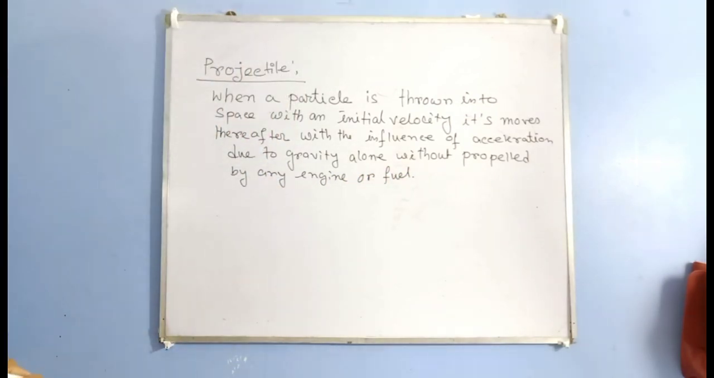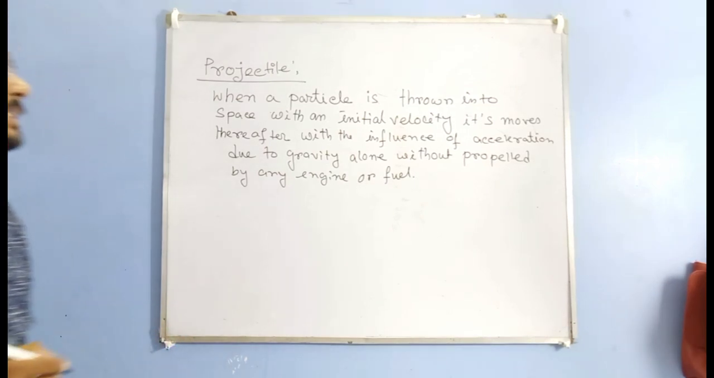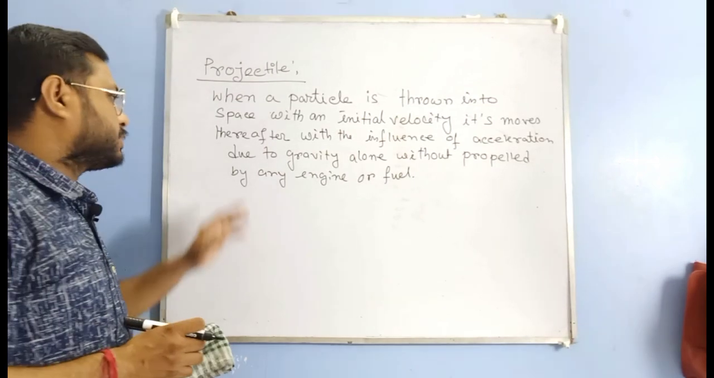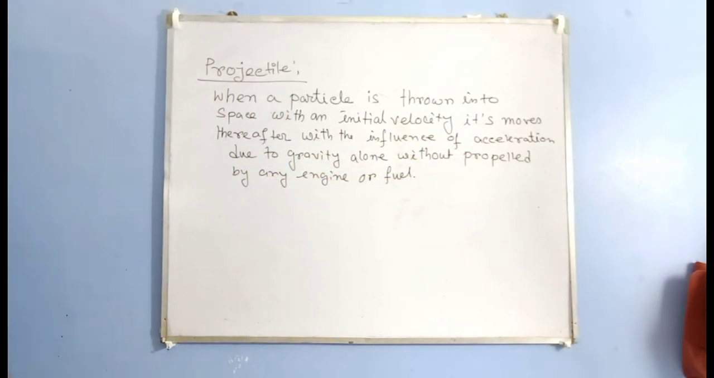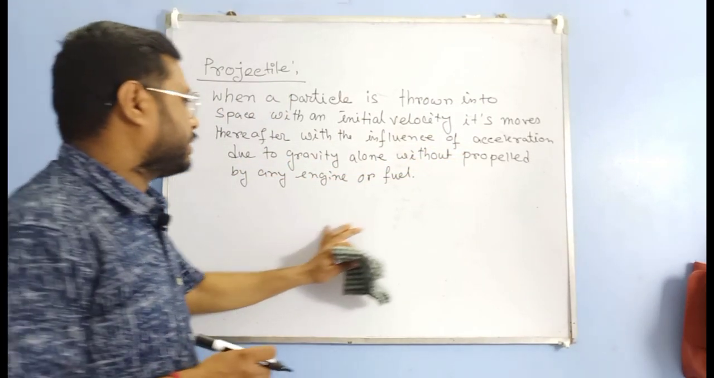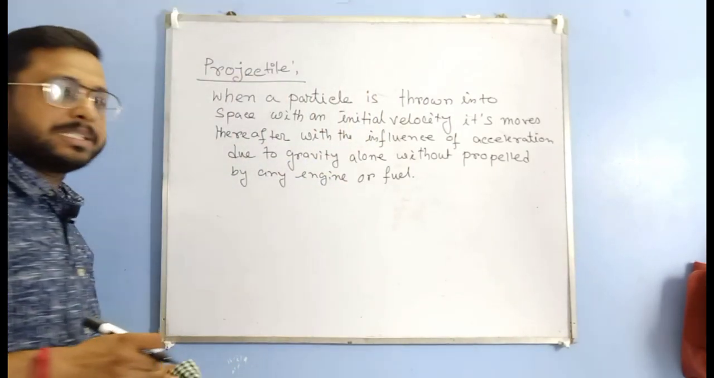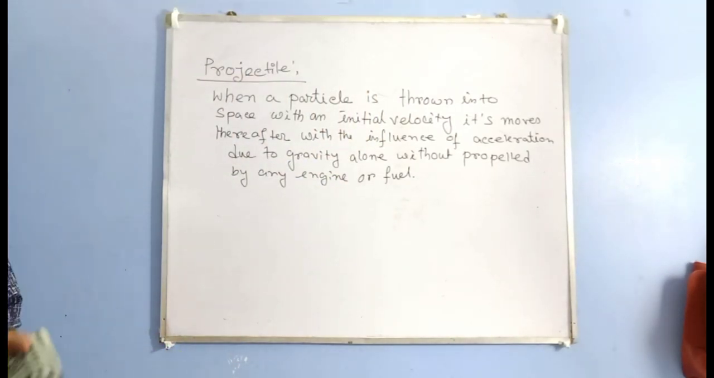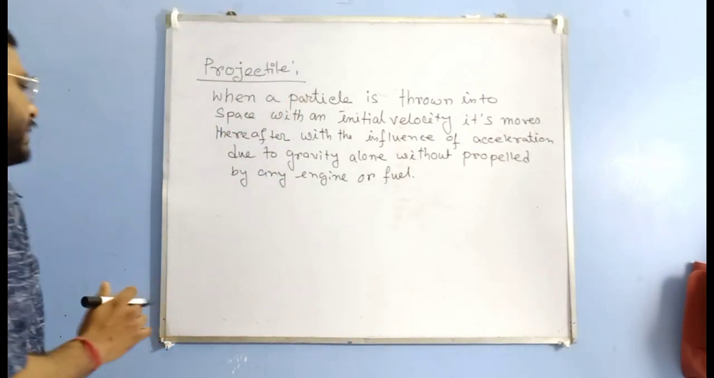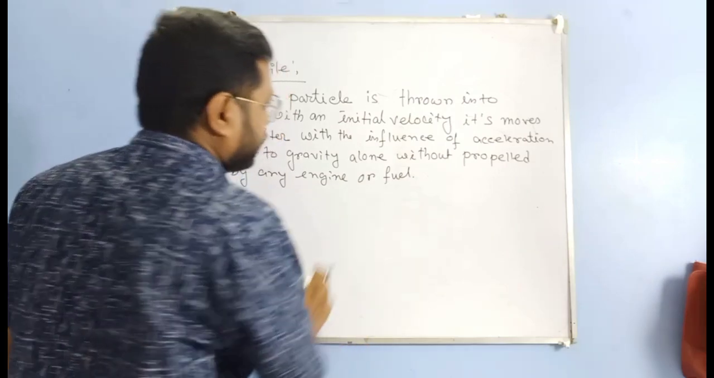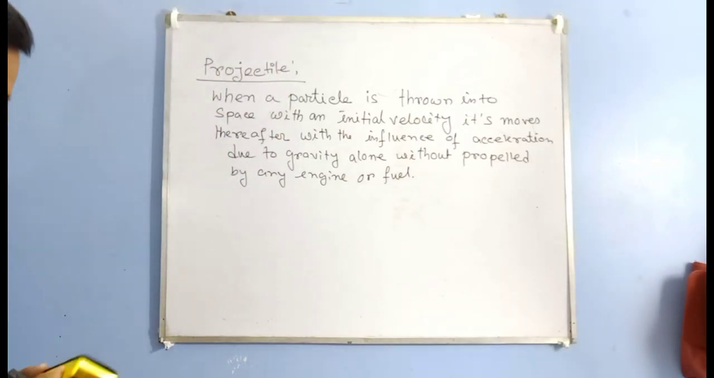So, when a particle is thrown into space with an initial velocity, it moves thereafter under the influence of acceleration due to gravity alone, without being propelled by any engine or fuel. This is the definition of projectile motion. And the path followed by a projectile is called the trajectory of the projectile.